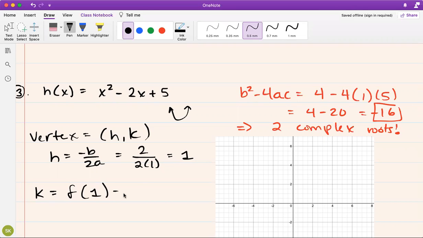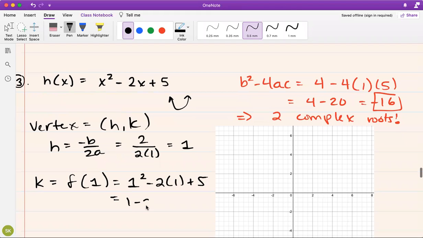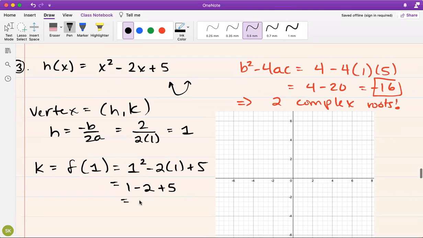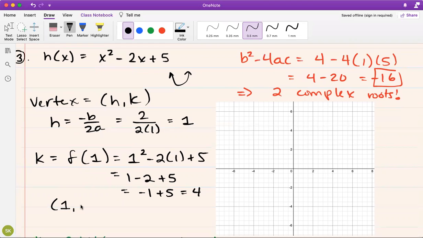So we're just plugging 1 into the function, which is 1 squared minus 2 times 1 plus 5, which is 1 minus 2 plus 5, which is negative 1 plus 5, which is 4. Okay, so the vertex is 1, 4. Let's graph that. Here's 1, we go up 4. The graph is pointing upwards.